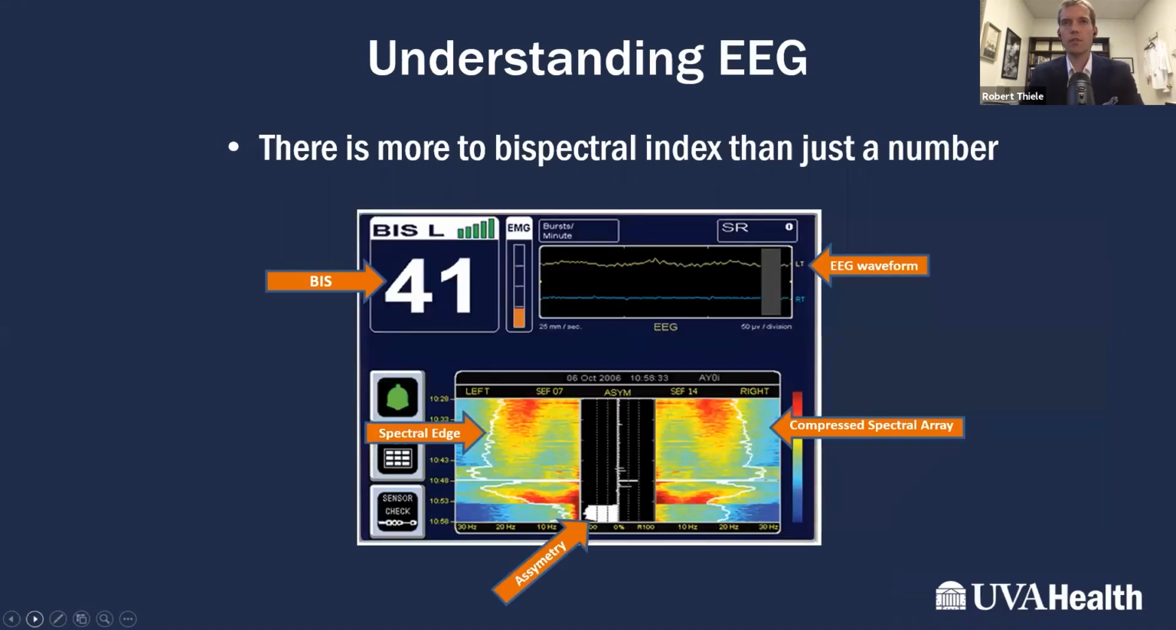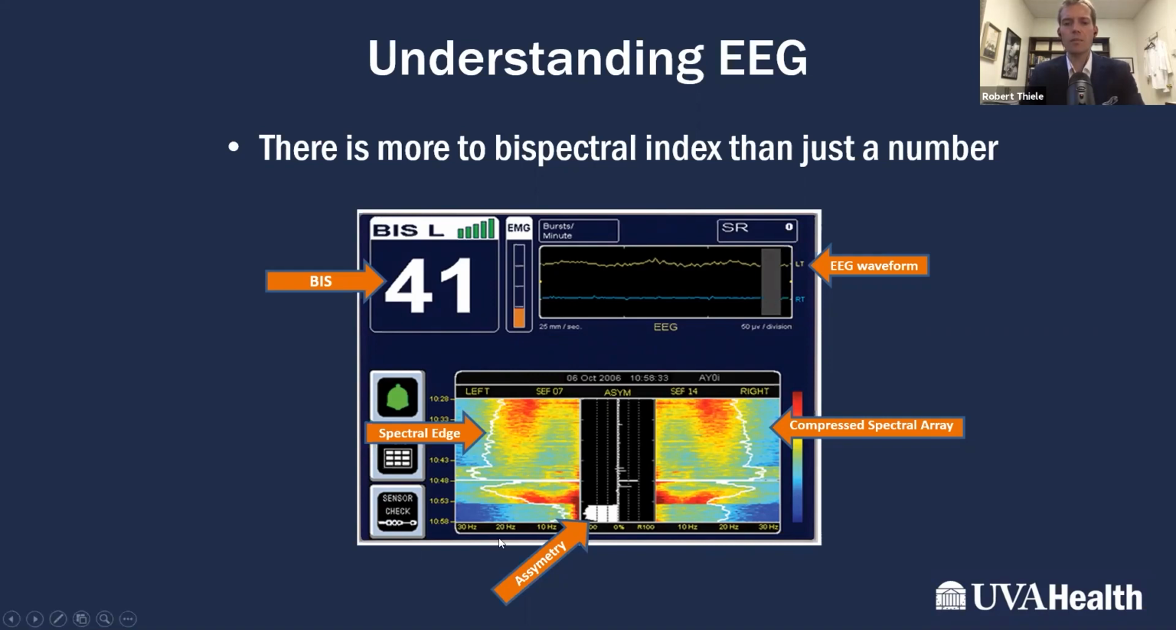So what do you actually get from processed EEG? In this case, from Bispectral Index, you do get a BIS number that you see on the top left, and 60 to 40 is typically considered the target in which you're under general anesthesia. The probability of developing awareness is low. But there's more information here. On the top right, you actually see the raw EEG waveform or waveforms. This display is showing a double-sided BIS monitor.